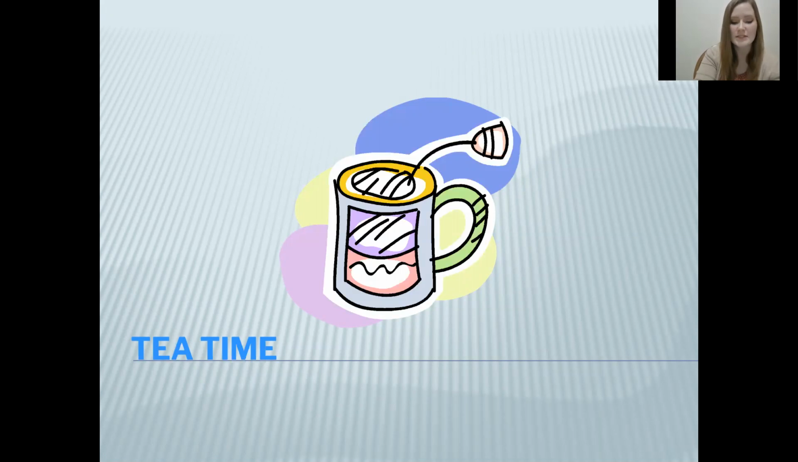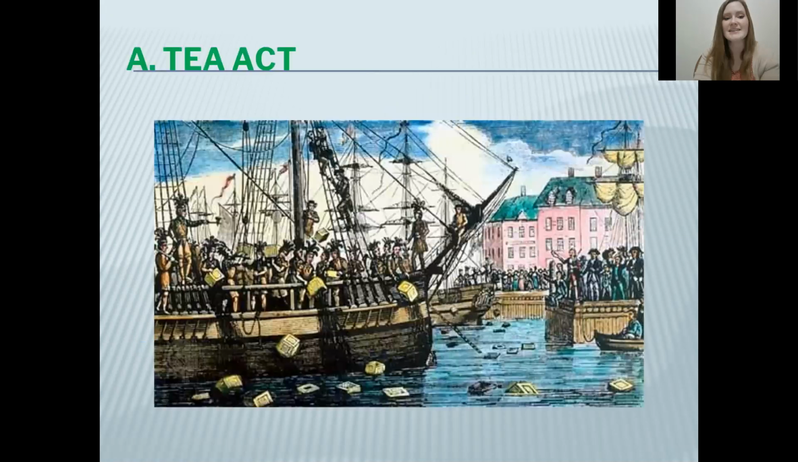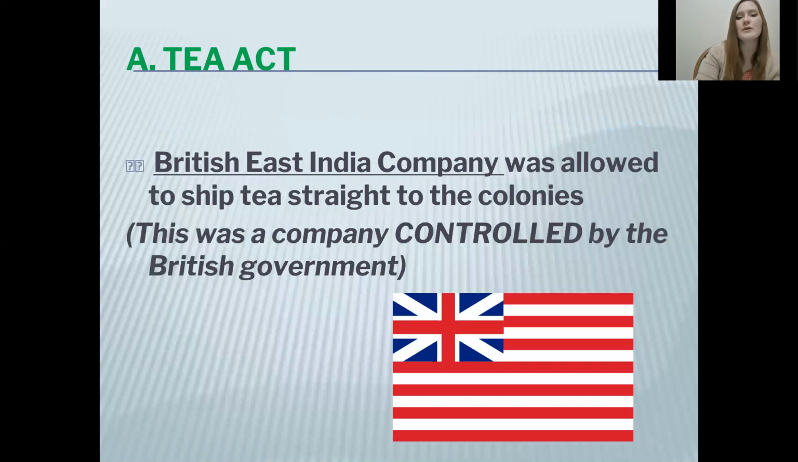So we are going to be starting with tea time. It is now time for tea. We're talking about the Tea Act. This picture is depicting some colonists throwing tea into the Boston Harbor. They are dressed as Indians, as you may notice. The Tea Act was in 1773. It was put in action by the British East India Company.